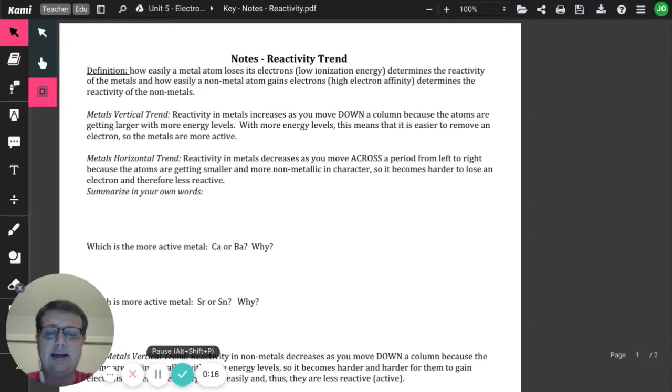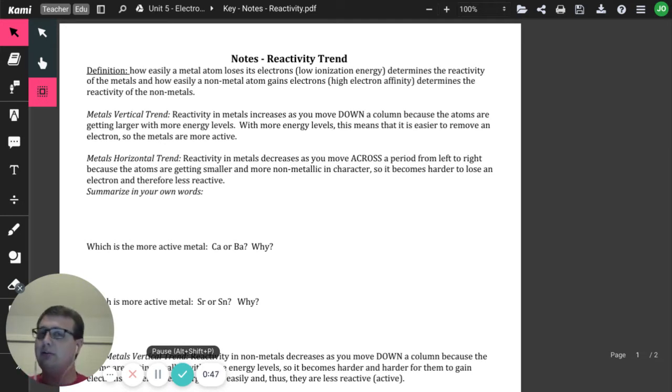Okay, so let's take a look at reactivity, this trend that we have on our periodic table. So what is reactivity? Well, reactivity is basically how likely something is to form a bond with something else, how likely it is to gain or lose electrons. Now, I say gain or lose because that depends. If I'm talking about a metal, metals do one thing, nonmetals do another. So metals, it is how likely they are to lose an electron.